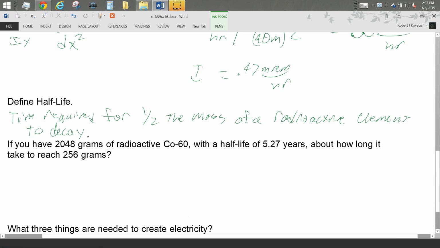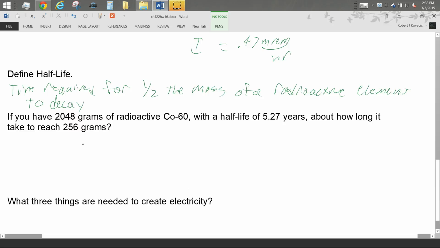So half-life is a time-based thing. It's just the time needed for half of it to disappear, half of the mass to disappear. So I've got that many grams of cobalt-60, and the half-life is 5.27 years. How long does it take to reach 256 grams?